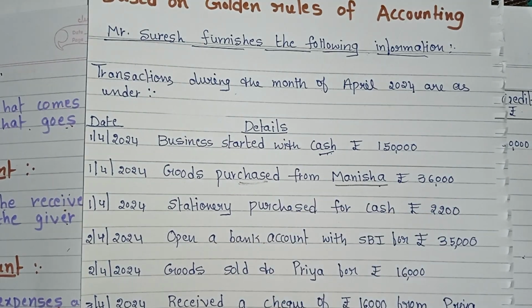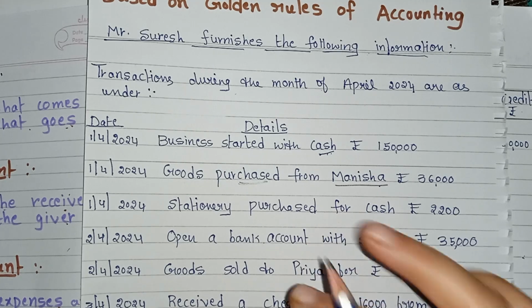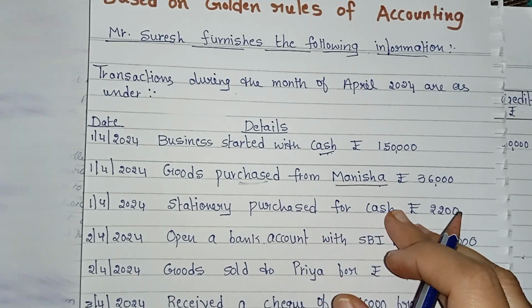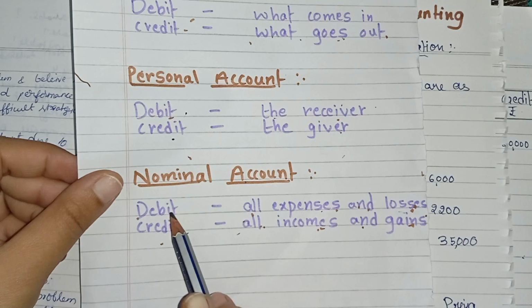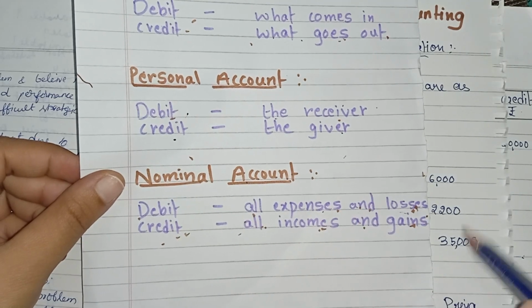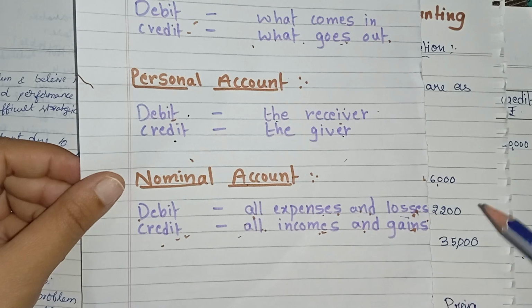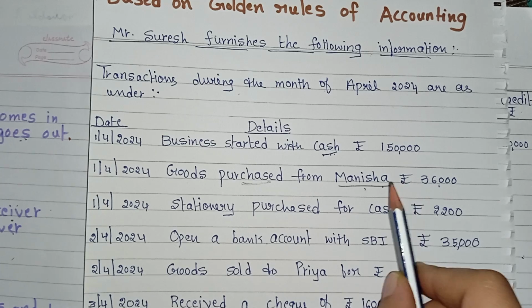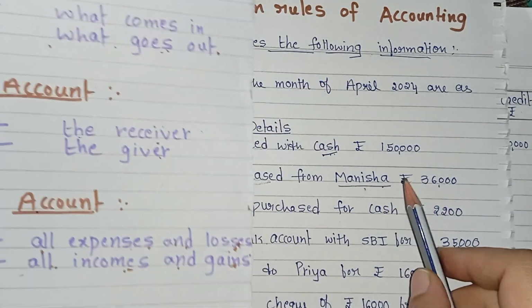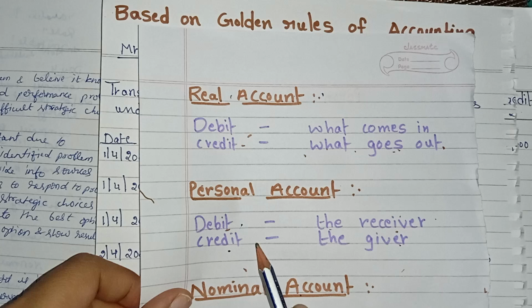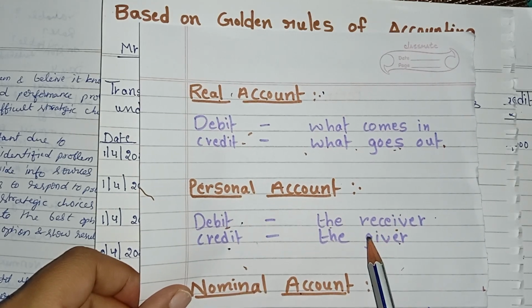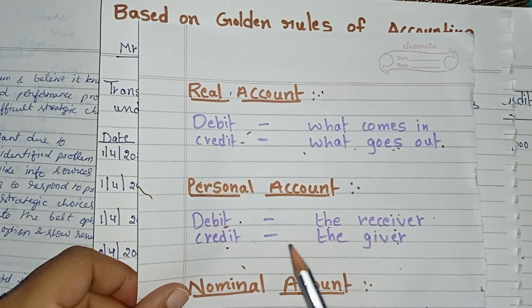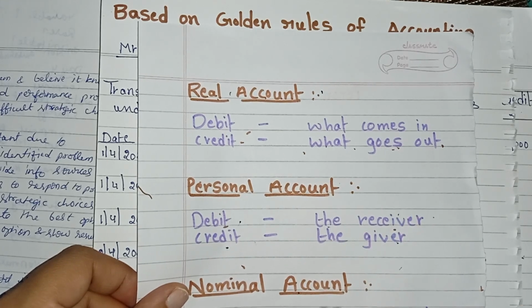Purchase account falls under nominal account. Why? Because purchase is an expense. Now we have to see the rule of nominal account: debit all expenses and losses. Purchase is an expense, so purchase account is debited. And what about Manisha? Here Manisha's account is credited, because Manisha falls under the personal account category. Credit the giver. So Manisha's account is credited because she is the giver of goods.